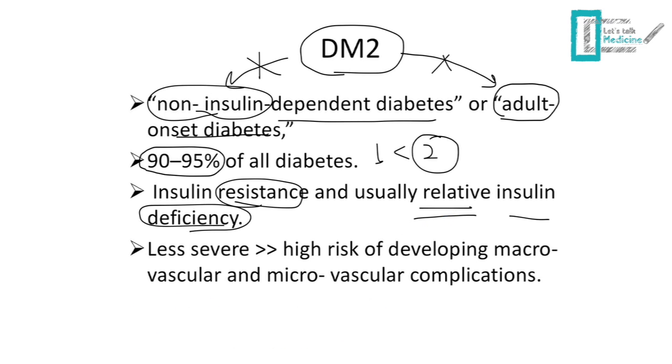Usually they have less severe manifestations but a high risk of developing macrovascular and microvascular complications. This is mainly because type 2 diabetes frequently goes underdiagnosed for many years, because hyperglycemia develops gradually, as we just explained, and at earlier stages it is often not severe enough for the patient to notice the classic diabetic symptoms, as we will explain.